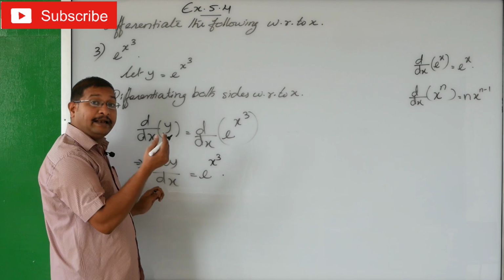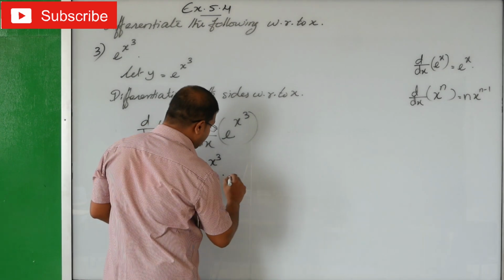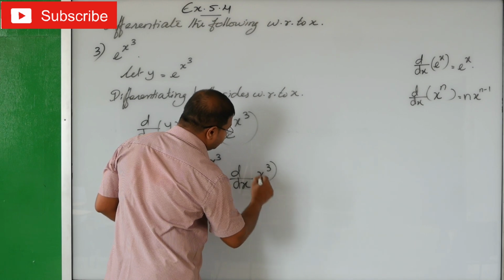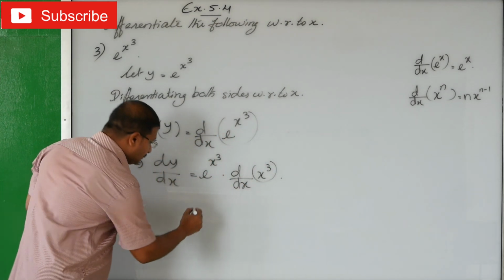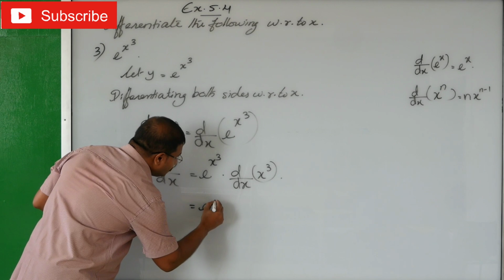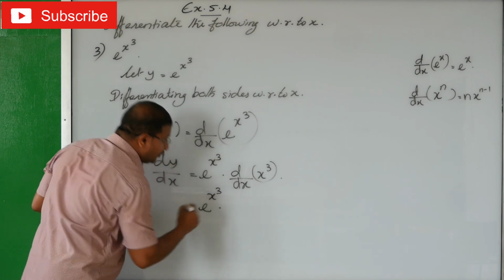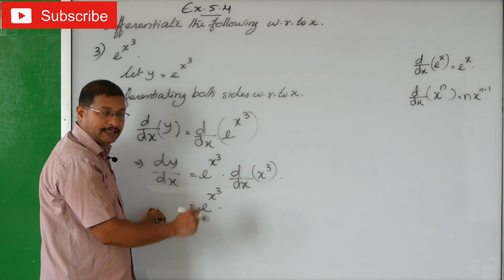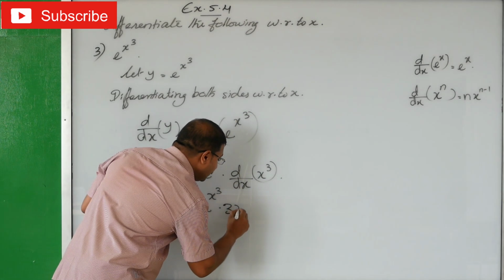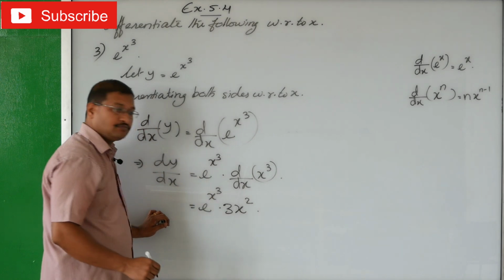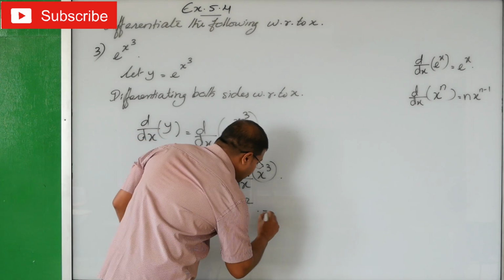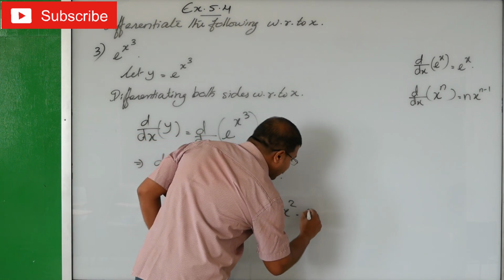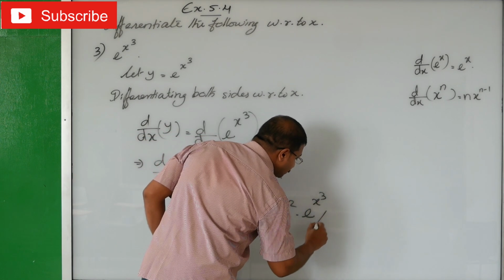Into, after that, derivative of the power. What is that? Derivative of x cube. This equals e raised to x cube into derivative of x cube. What do you write? Yes, 3x square. This equals 3x square into e raised to x cube.